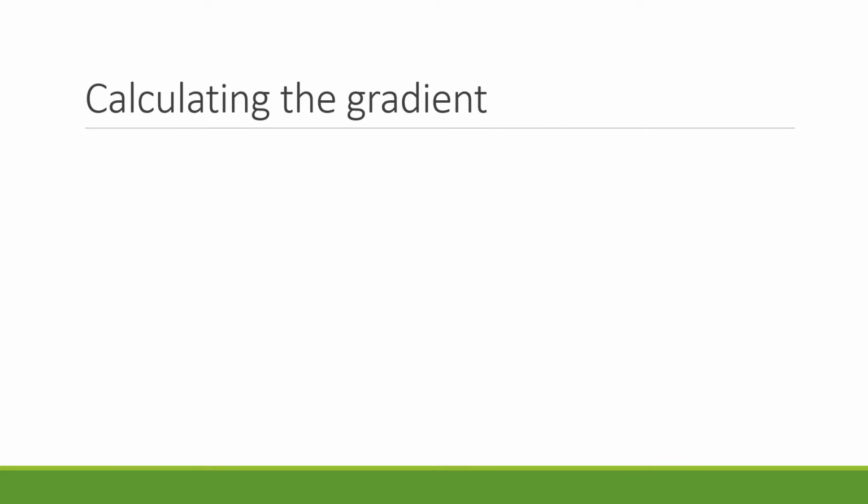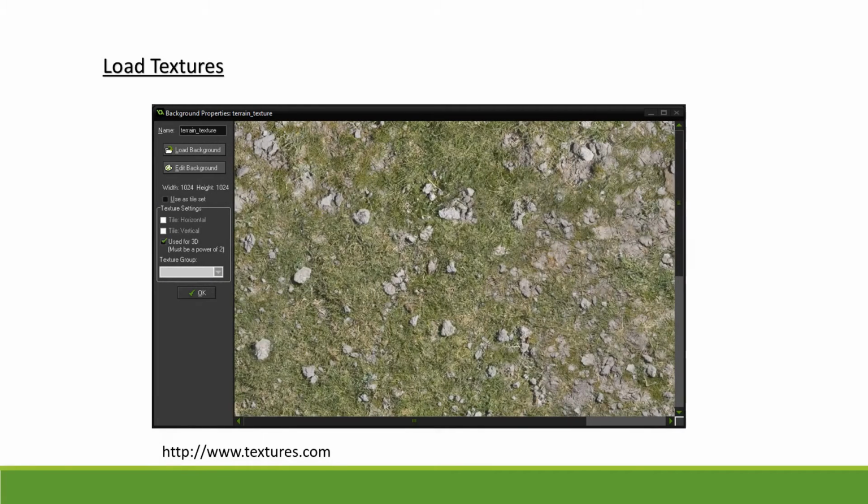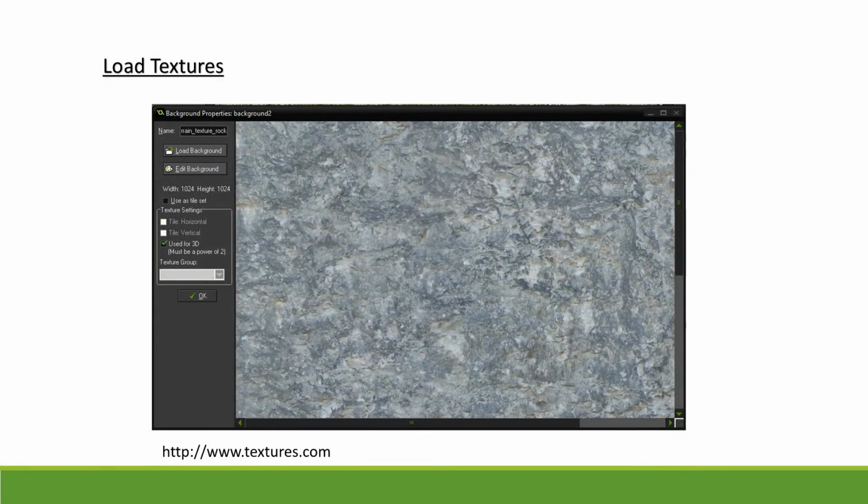First we're going to look at how we can calculate the gradient, which is really quite simple. We're just going to look at the z component of the normal, which isn't quite mathematically correct, but it does give some really convincing results. First we're going to be loading two textures. Here I'm just using the terrain texture, which I got from textures.com, which used to be CG Textures. It's a really good website. And here I have terrain texture rock, which I also got from textures.com.